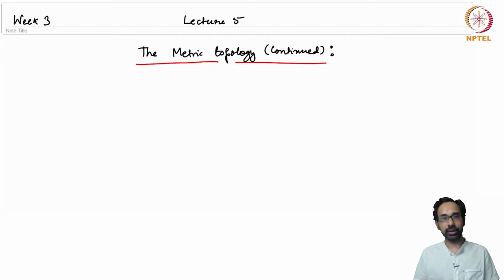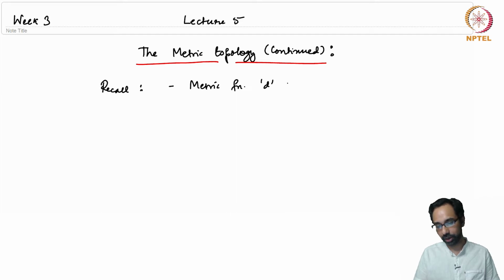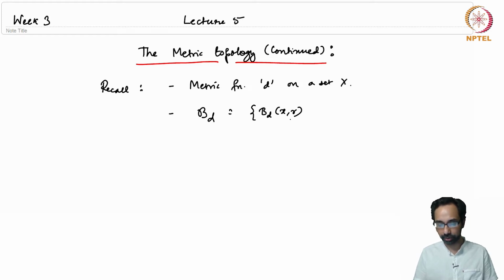So in this lecture we continue our discussion of the metric topology. Recall from the last lecture that we defined what a metric function, which we denoted D, on a set X is, and this metric function gave us a basis which we denoted BD, which was the collection of all the sets of the form BD(x, r). So these were the r-balls centered at x, where x ranges over X and r is greater than 0.